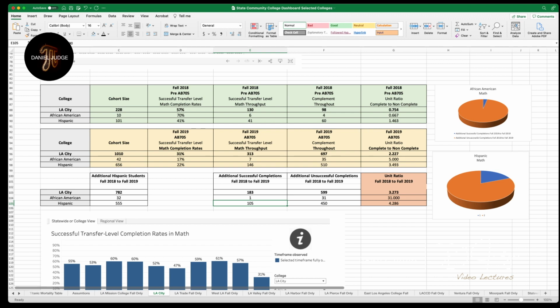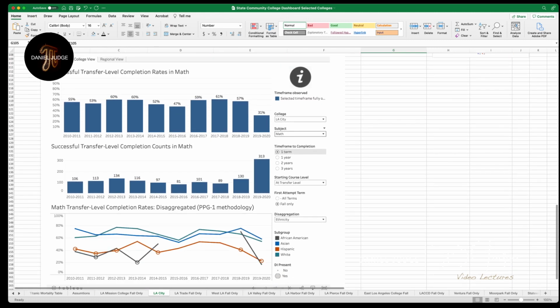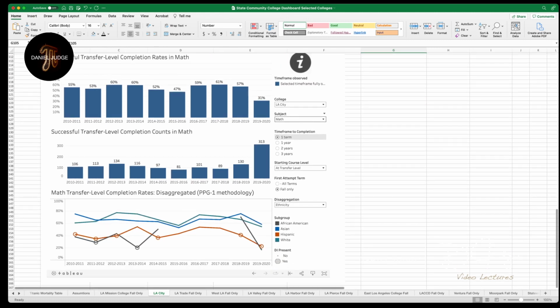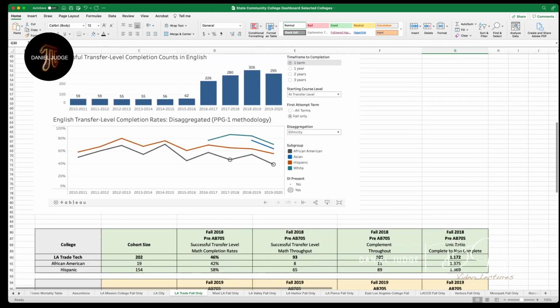But what aren't they telling you? 450 did not get through. What's the unit ratio? One additional success to every 4.286, about 4.3 non-successes. Now, these are numbers, ladies and gentlemen. For every one success, 4.286 non-successes. The reason I go through the analysis this way, and we already talked about the declining success rates, right? And the lack of closing equity gaps. What about over here now, right?